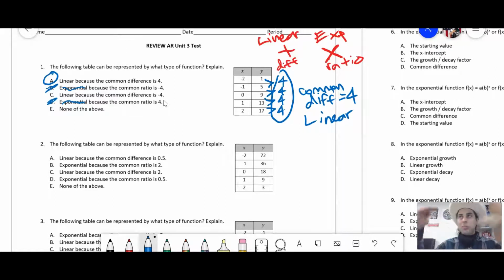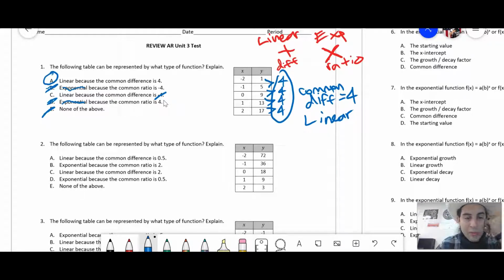So as the table is going down, is it increasing or decreasing? And in this case, it's increasing. It's positive, so it's A. It is not C because it's not negative 4. And since it's A, it can't be E, none of the above, okay? Cool. All right, so look at number 2.